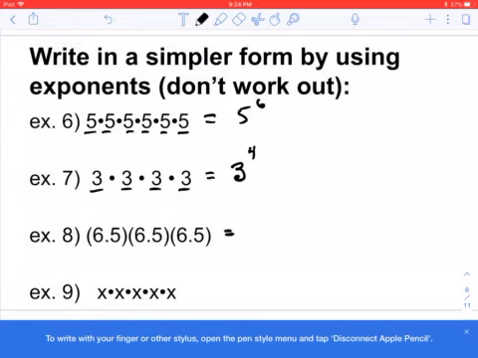On this one, I see 6.5 is being used as a factor once, twice, 3 times. So 6.5 to the 3rd. And here I see x is being used as a factor 1, 2, 3, 4, 5 times. So it's x to the 5th power. That's it. Easy.